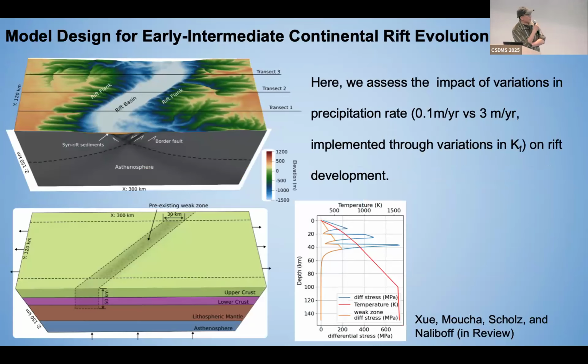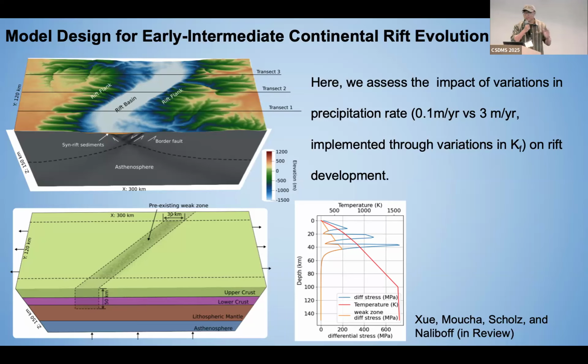For the first study, as you can see, this is the model setup. We use a box model with a single phase. The extensional direction is from east to west. And as you see from the bottom figure here, we add the weak zone, which is about 45 degrees to the extensional direction. We use this weak zone to represent pre-existing thermal or mechanical structures over this region, to help localize the initial strain. We run the model for 30 million years.